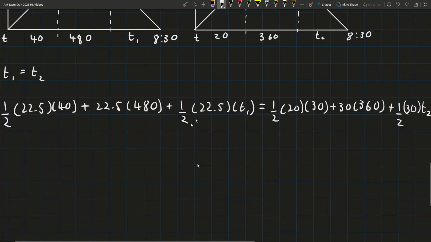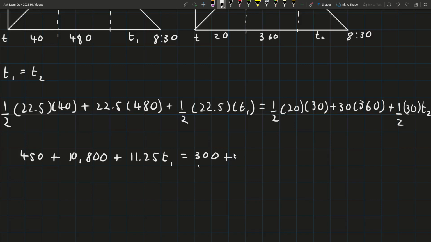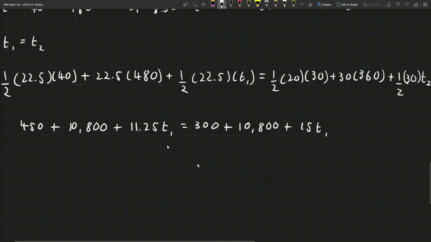So we know this will be true, the distance traveled is the same. We know that T1 equals T2 as well. So let's simplify the rest first. That first term is going to be 450. And for this last one, T2 is the same as T1, so I'm going to write 15T1. Now we can solve for T1, and then we can divide both sides by 3.75, which means that T1 equals 40.